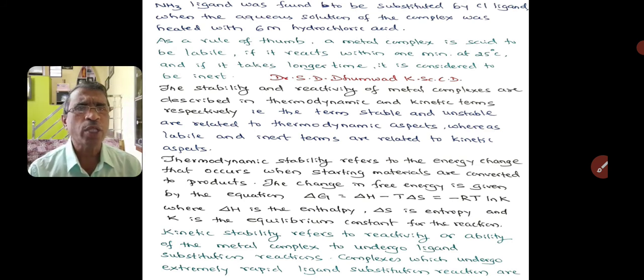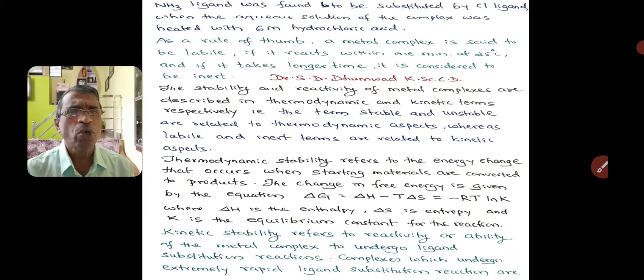Thermodynamic stability refers to the energy change that occurs when starting materials are converted to products. The change in free energy is given by the equation delta G equals delta H minus T delta S, where delta H is the enthalpy of the reaction, T is the temperature, and delta S is the change in entropy of the system, which is also nothing but minus RT ln K, where K is known as the equilibrium constant for the reaction. In this case, it is called the stability constant for the reaction.